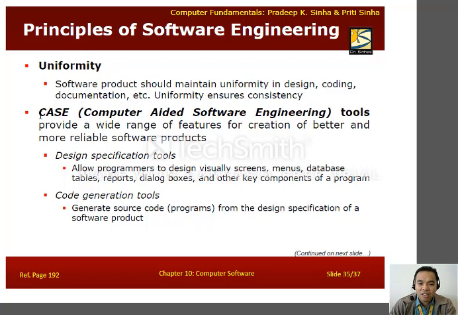So what is CASE, or computer-aided software engineering tools? It is a term for tools that provide a wide range of features for the creation of better and more reliable software products. We have design and specification tools. They allow programmers to design visual screens, menus, database tables, reports, dialog boxes, and other key components of a program. Then we have code generation tools. They generate source code or programs from the design specification of a software product.